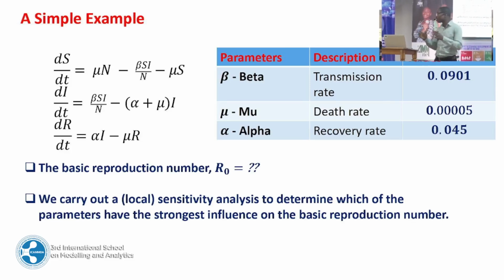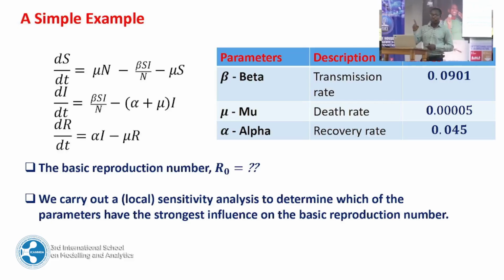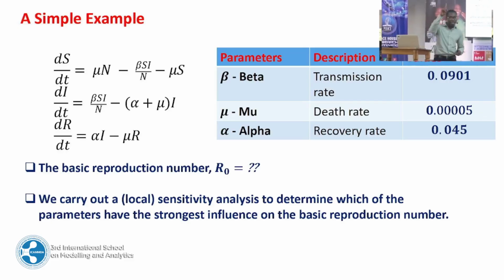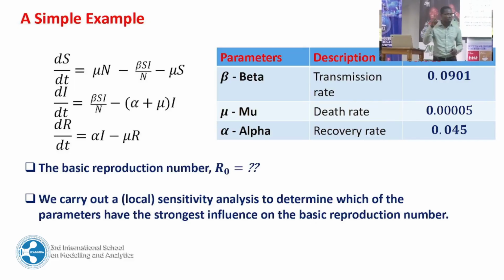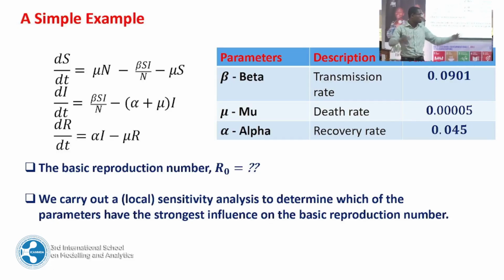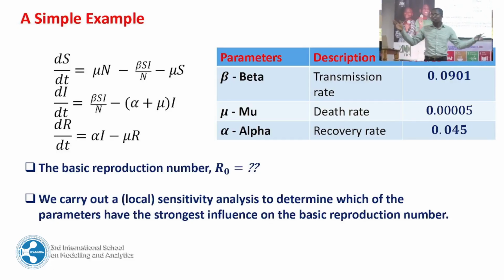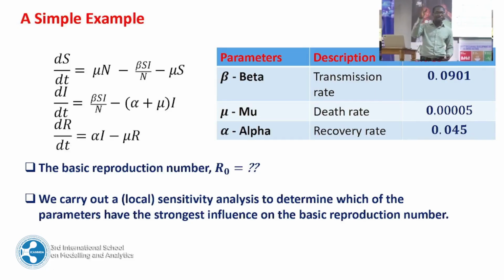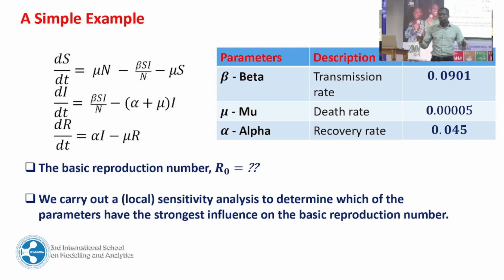Take note of the key words in that definition. The average number of secondary infections that is being produced by a single infectious person. That means if we put an infectious person into this population, say this population is entirely susceptible, what is the potential of that person? How many people can that person infect throughout its entire infectious period?